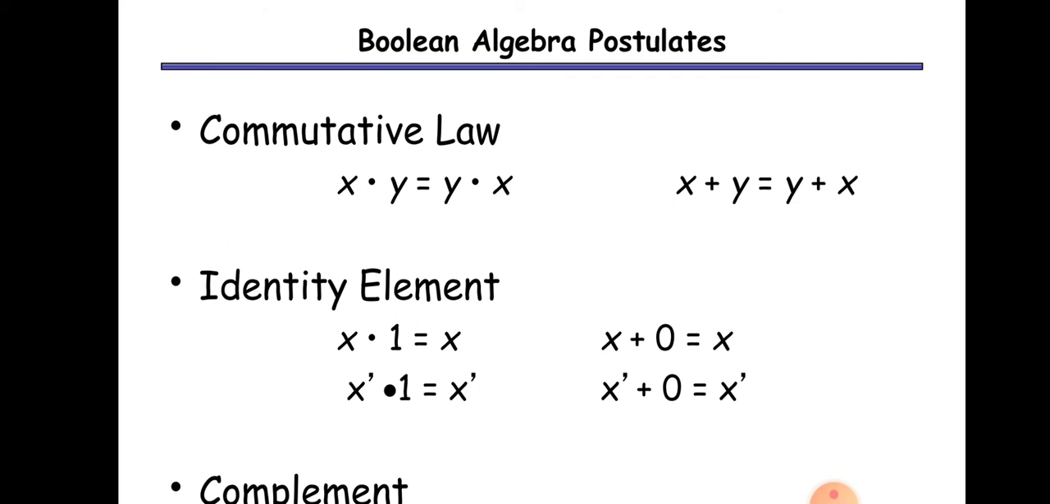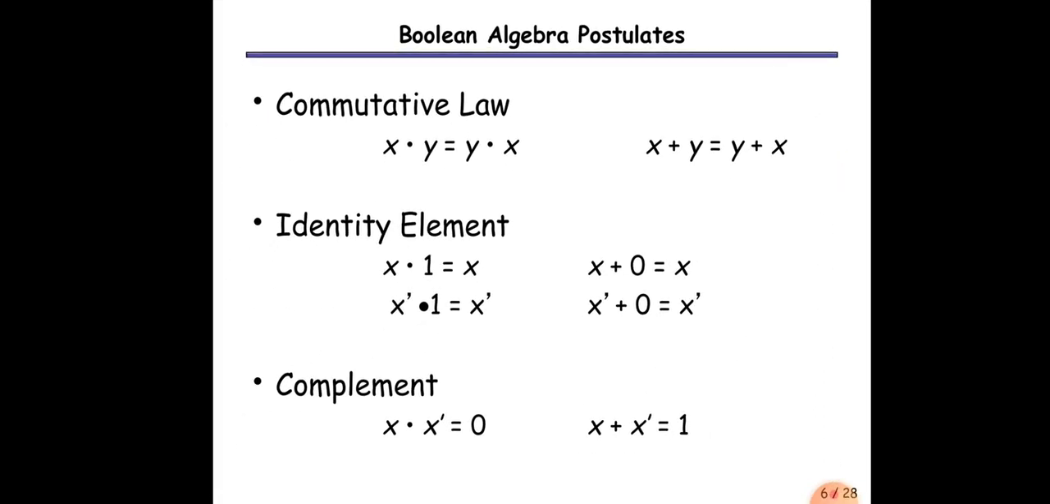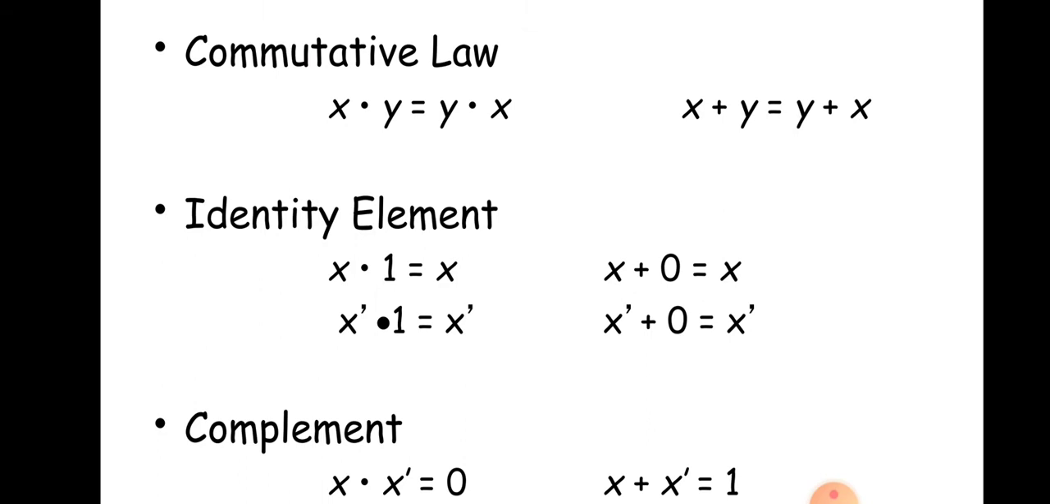So what is the commutative law? If the product of two input units is taken, x into y is equal to y into x. That is the commutative law. If we do the sum of the two input units, x plus y equals y plus x. From the truth table also you can prove that x into y equals y into x.